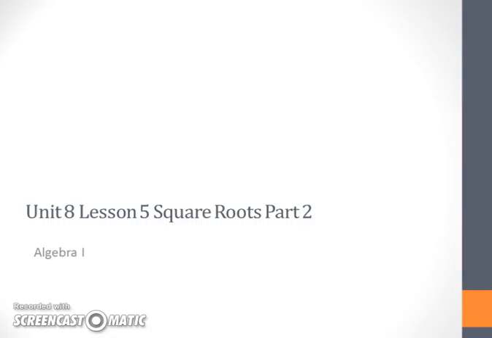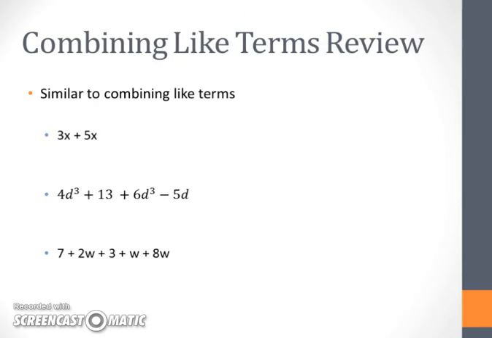Hello everybody, this lesson is for Unit 8, Lesson 5, Square Roots, Part 2. In this lesson, we're going to be looking at combining like terms, and more specifically, combining like radicals. Combining like radicals is a lot like combining like terms.